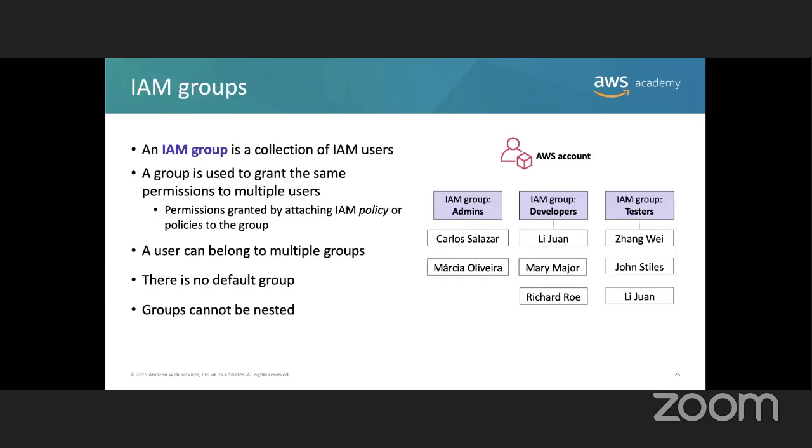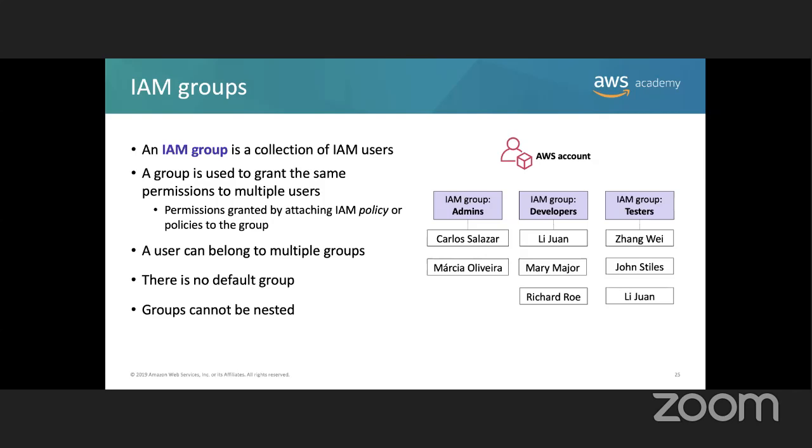An IAM group is a collection of IAM users. A group is used to grant the same permission to multiple users. Permission is granted by attaching an IAM policy or policies to a group. A user can belong to multiple groups. There is no default group. Groups cannot be nested, which means that you cannot have a group inside a group. That doesn't happen. It doesn't exist.